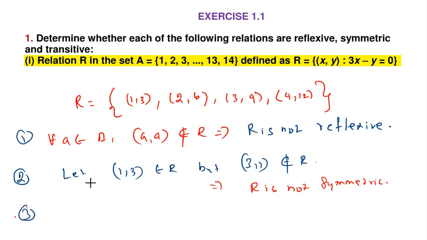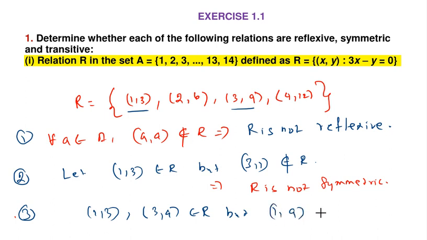Now (1, 3) and (3, 9) are there, but (1, 9) is not. Third, (a, b), (b, c) we take like this. (1, 3) and (3, 9) belong to R, but (1, 9) does not belong to R, and therefore it is not transitive. It is not transitive, not symmetric, not reflexive. Generally, how can we say it? The particular relation is neither reflexive nor symmetric nor transitive.